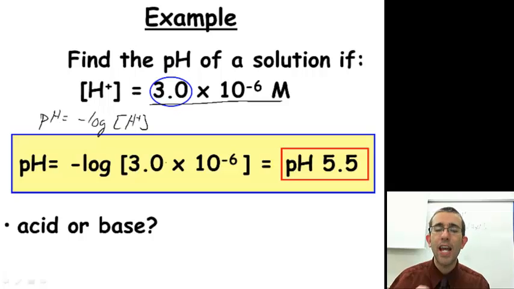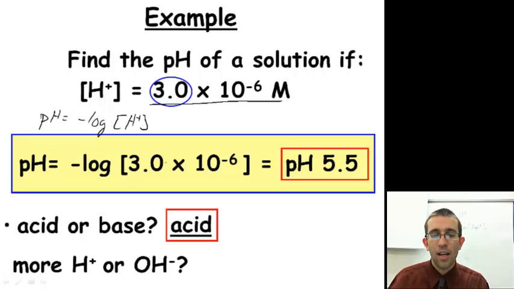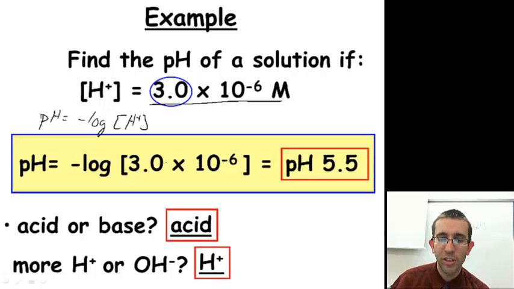So with this pH, is this an acid or a base? And if in your head or out loud you just said acid, you're correct. Are there more hydrogens or hydroxides in this solution? Since it's an acid, you should know that there's more hydrogens.